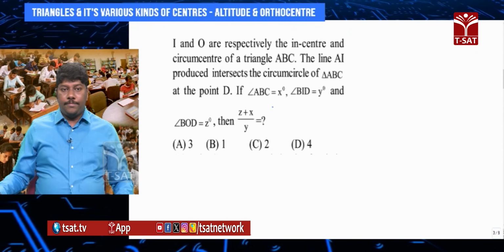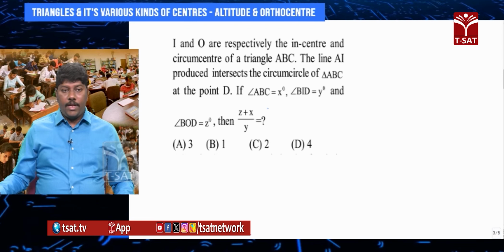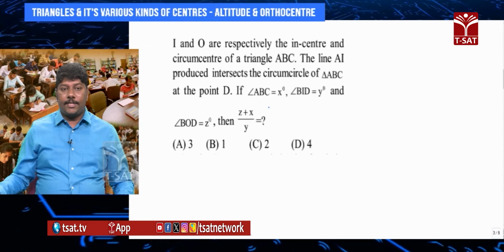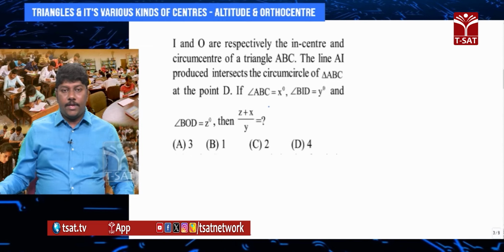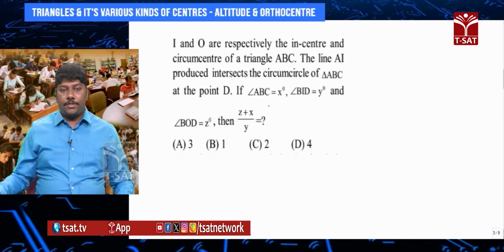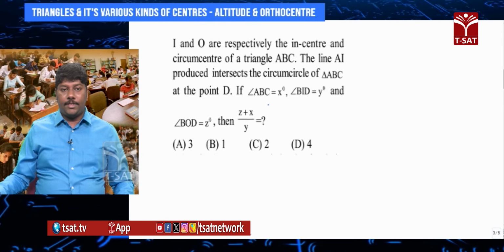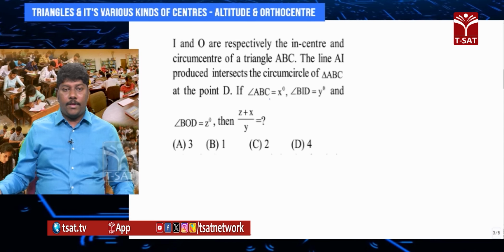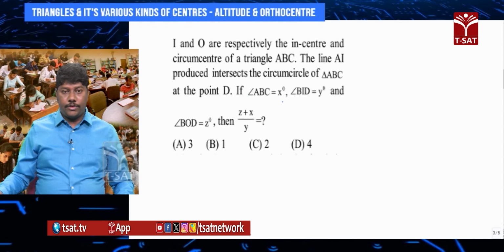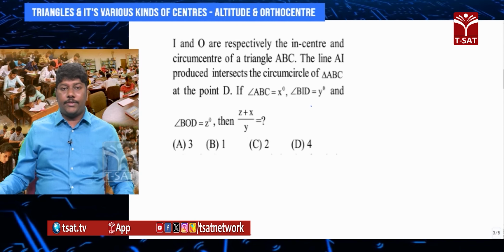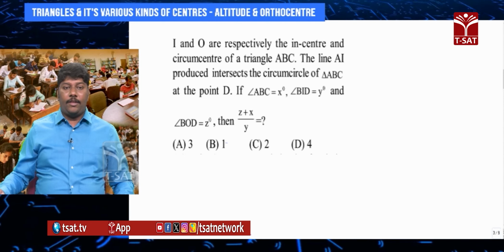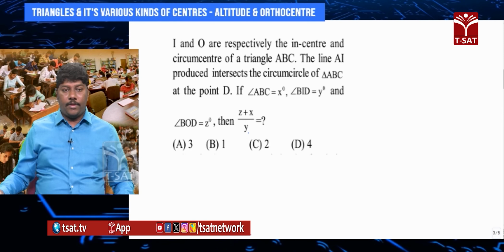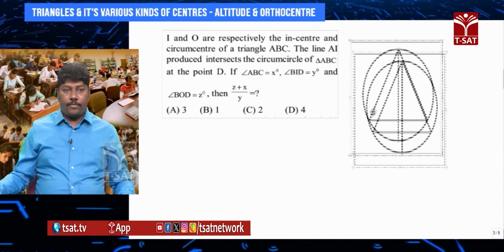Now, look at the last question. Here, I and O are respectively incenter and circumcenter of triangle ABC. The line AI produced intersects the circumcircle of triangle ABC at the point D. If angle ABC is equal to x degrees, angle BID is equal to y degrees and angle BOD is equal to z degrees, then z plus x by y is equal to.